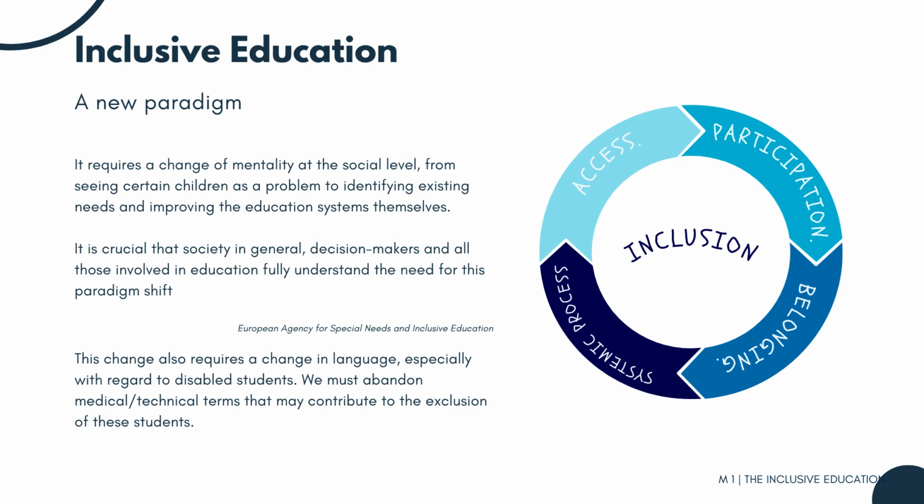How do we start this new paradigm? First of all, it is necessary to change mentalities at a social level, to stop seeing certain children as a problem and start identifying their needs, improving the education systems themselves. This process begins, without a doubt, in the conditions of access to school.